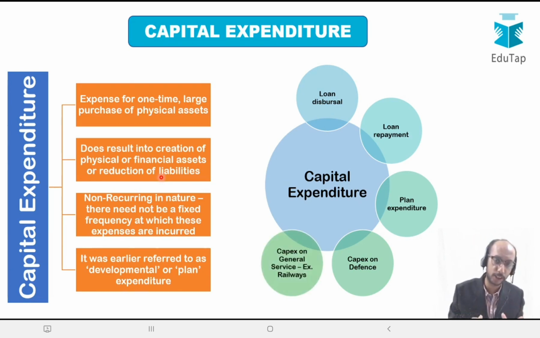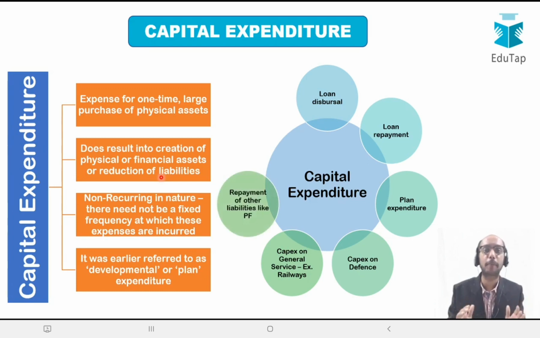Capital expenditure on general service, example railways. For example, government purchases new coaches, new engines, new lines are being made, or the lines are being electrified, and so on and so forth. That kind of expenditure is your capital expenditure. The salary of a motorman, the salary of railway staff, that is revenue expenditure. But creation of that infrastructure is capital expenditure. That is something that you should keep in mind.